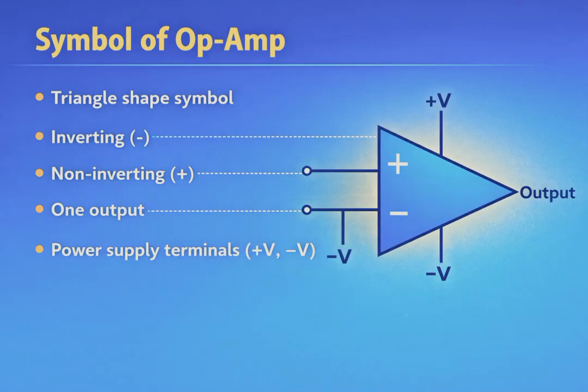Symbol of OPAMP. Now let us understand the symbol of an OPAMP. In circuit diagrams, an OPAMP is represented by a triangle shape. It has two input terminals and one output terminal. The two inputs are the inverting input, minus, and the non-inverting input, plus. It also has power supply terminals, plus V and minus V. These power supplies help the OPAMP operate properly.